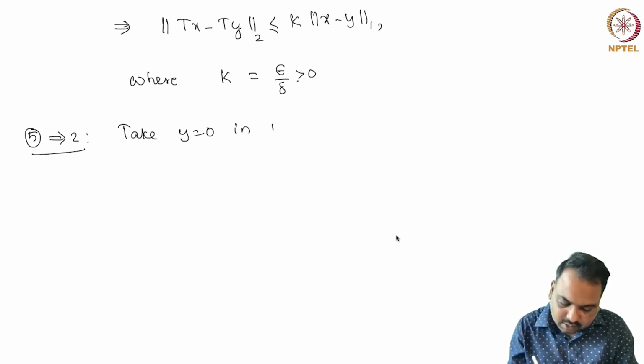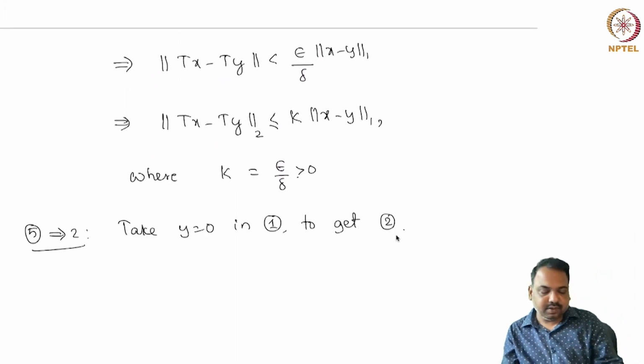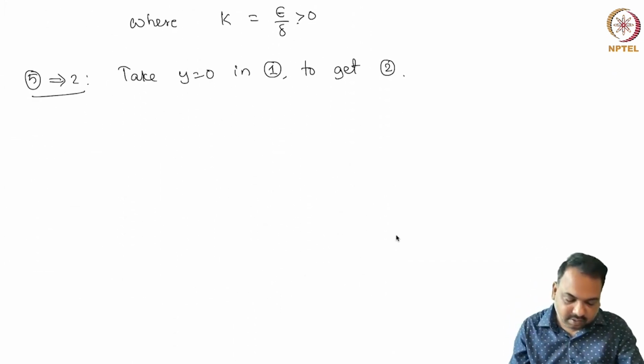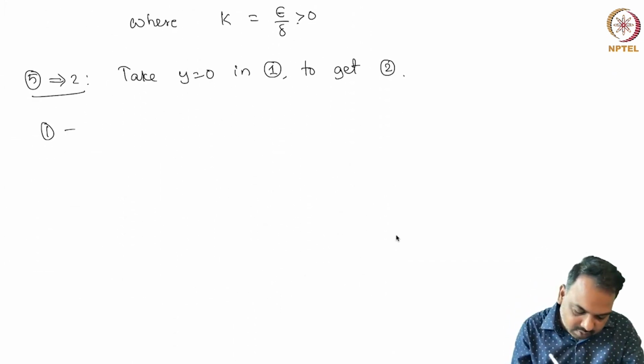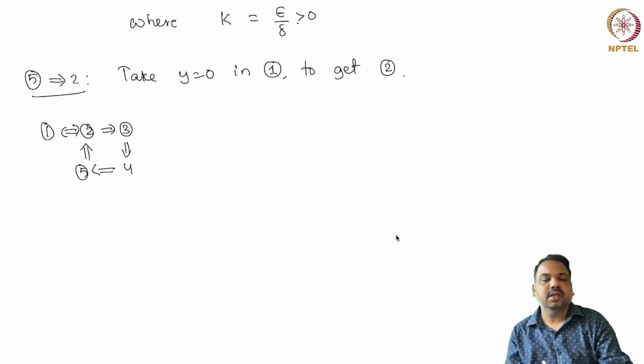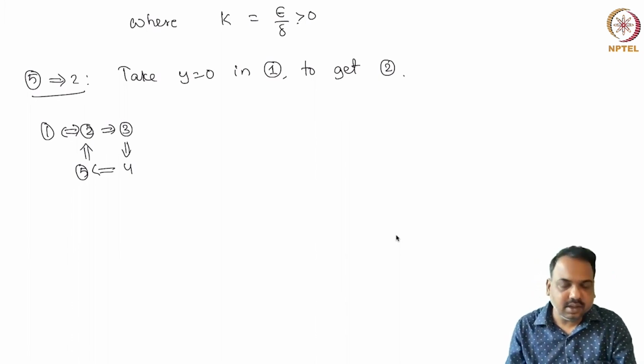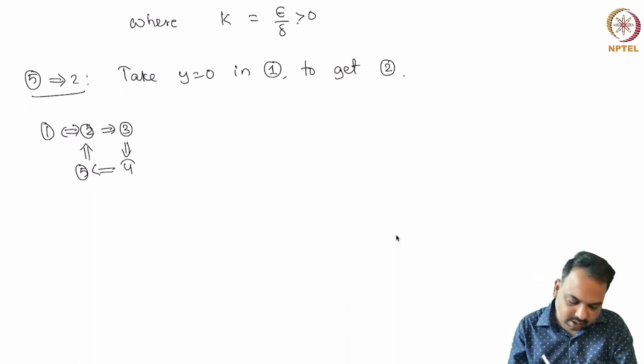So from this we can conclude that 5 implies 2. So we have shown that 1 if and only if 2, 2 implies 3, 3 implies 4, 4 implies 5, and 5 implies 2. Then the cycle is complete. You can say that all these conditions are equivalent.